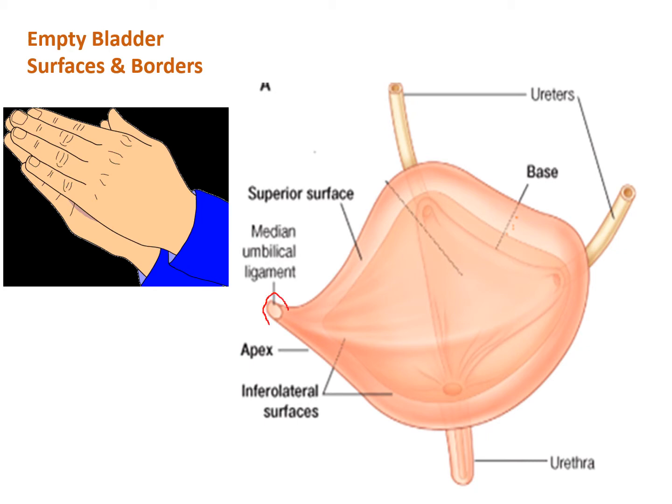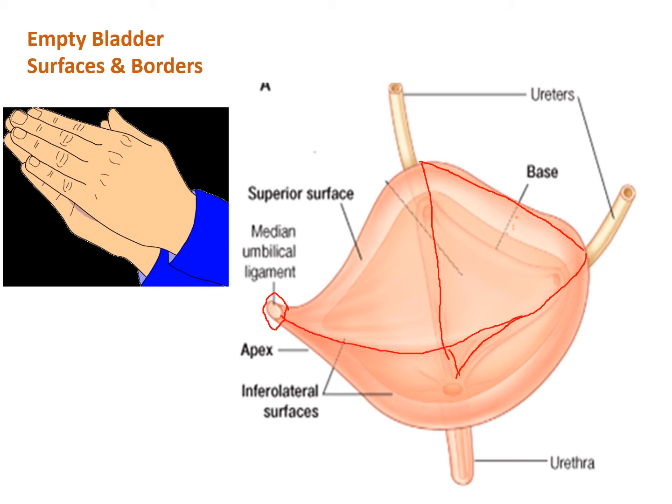This is the apex of the urinary bladder, right? Right opposite the apex is the base. So this part, in between the two angles where the ureters are entering the urinary bladder, would be the base of the urinary bladder. Okay, ignore the transparency. You're looking at the base of the urinary bladder.